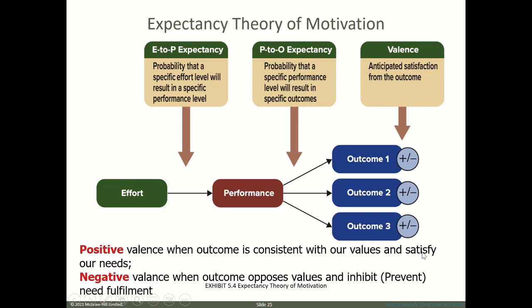Positive valence means the outcome is consistent with our values and satisfies our need. Negative valence, on the other side, is when the outcome, the result of the efforts, opposes our values, meaning it does not match with the values, and prevents need fulfillment.